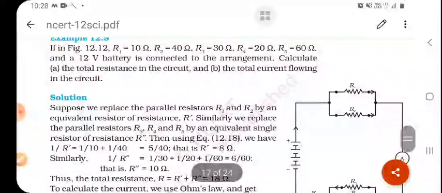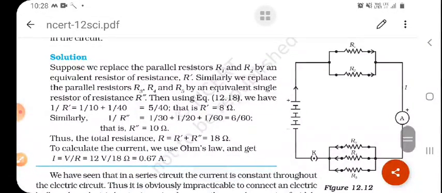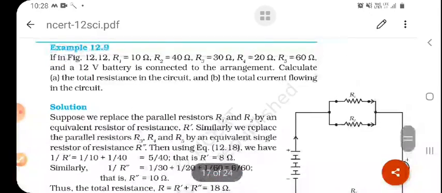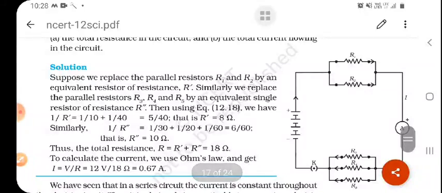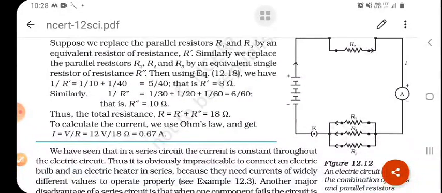Here also we are given R1 and R2 in parallel, then R3, R4 and R5 in a parallel combination. A 12 volt battery is connected to this arrangement. We have to calculate the total resistance in the circuit and the total current flowing in the circuit. For this, we will apply the same law of parallel combinations.